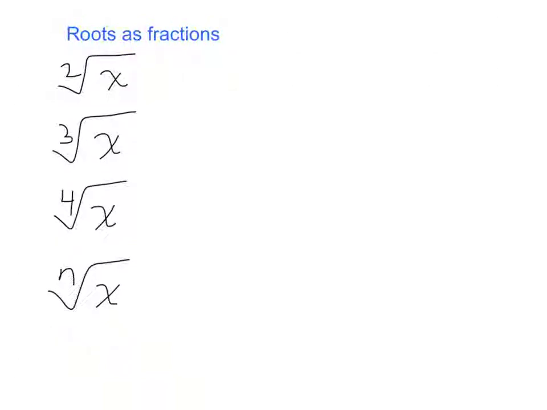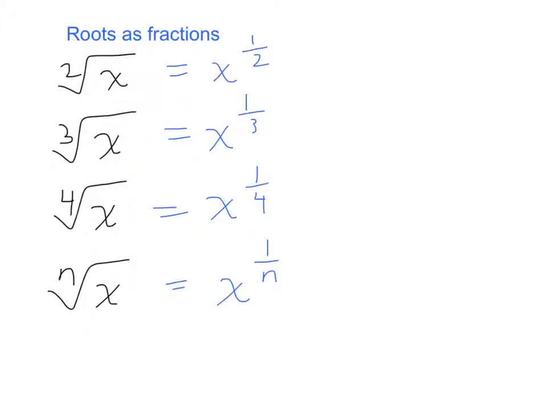Let's look at this notation, the square root of x notation, the cube root of x notation, the fourth root of x, or even the nth root of x. This notation isn't always convenient, so we have an alternate way of writing this, which is equivalent. So if we want to write the square root of x as a fraction, we write x to the 1/2. Same for cube root. It's x to the 1 over 3. Fourth root, you got it, x to the 1 over 4. And any root is x to the 1 over n.